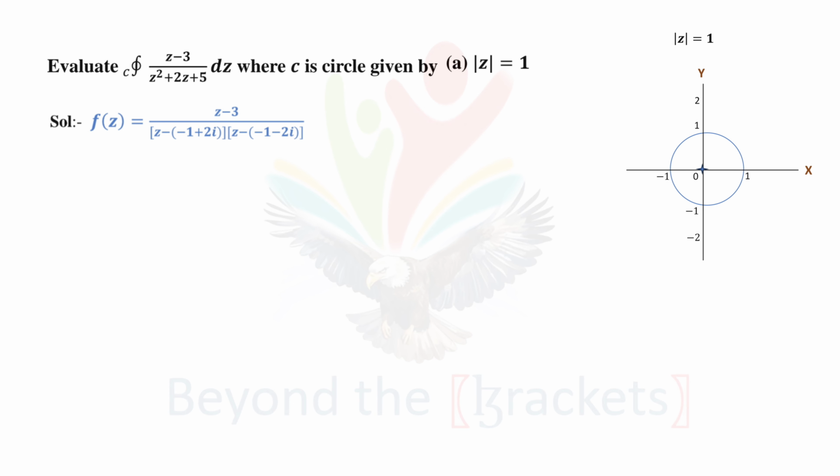To find the poles, equate the denominator to 0. So z is equal to minus 1 plus 2i and z is equal to minus 1 minus 2i are simple poles.